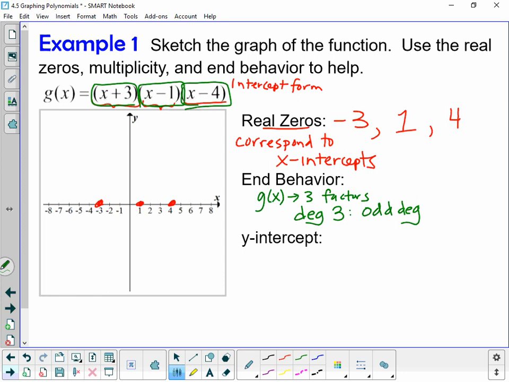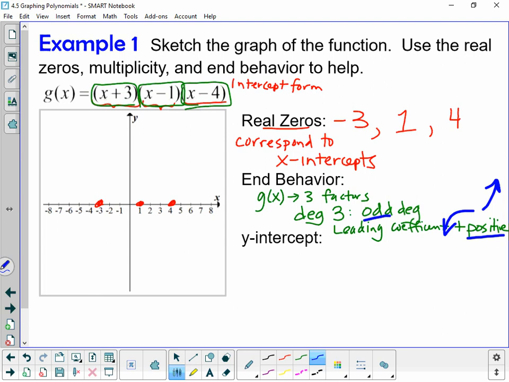And the leading coefficient, we would have to think about, if that was all multiplied out, what would we have for that first term? That first term would be 1x to the third. So the leading coefficient is a positive number. So we have a function that we know has an odd degree and a positive leading coefficient. So we know that the ends are that it's going towards positive infinity on the right and towards negative infinity on the left.